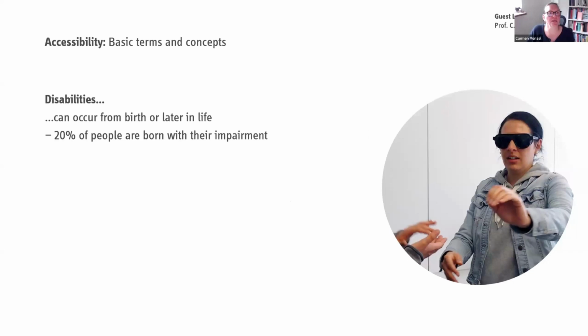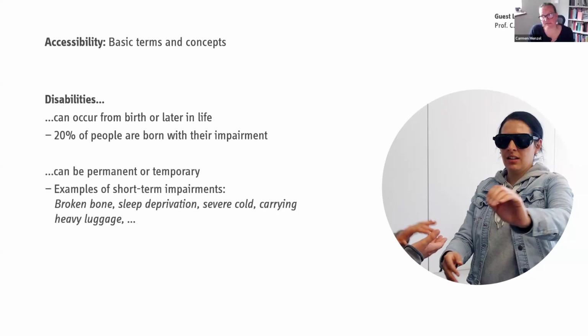Disabilities can occur from birth or later in life, as we already have heard. Around 20% of people are born with their impairment, so they grow up with it. Disabilities, and this is the interesting part of it, can be permanent or temporary. Everybody of us can and will face and has faced disabilities once or several times in his or her life. When you have a broken leg, you're disabled. You have some impairment with your mobility. If you have slept very badly and have to do an exam, you know what that means to your concentration. So also this is disabilities, which means, as I said, doing a good accessibility in products is good for everyone, yeah, in general.